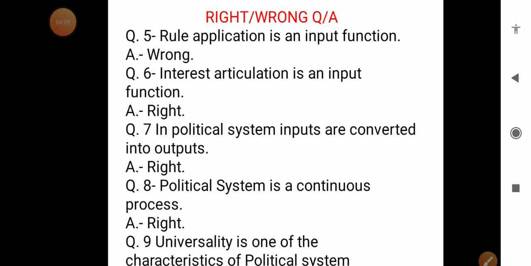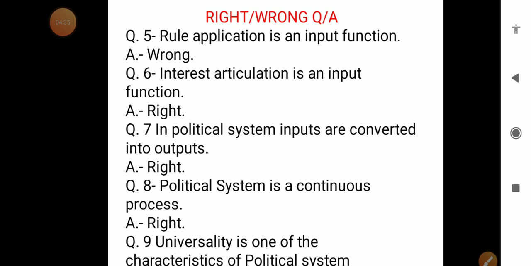In political system, inputs are converted into outputs. Yes. First of all inputs are collected, articulated, right? And then political system processed it, goes through a conversion process, and it comes with output in the form of rule making, rule application, and rule adjudication.